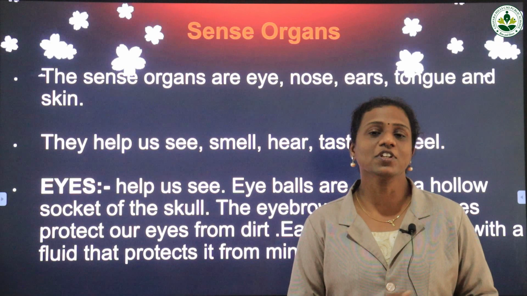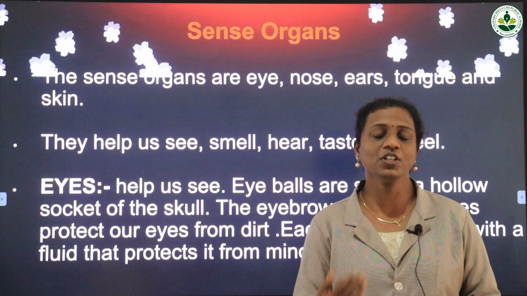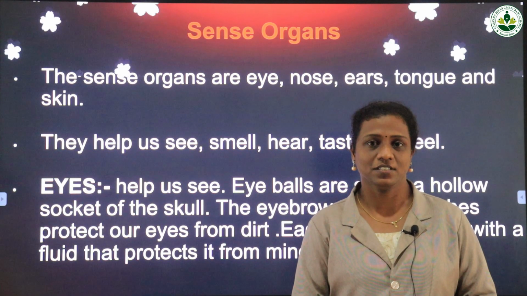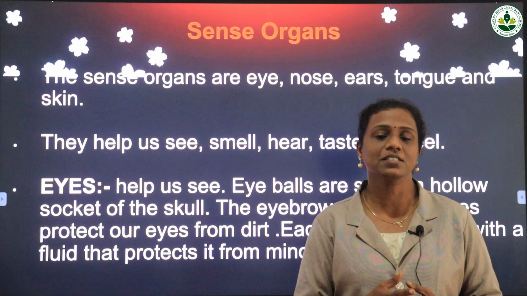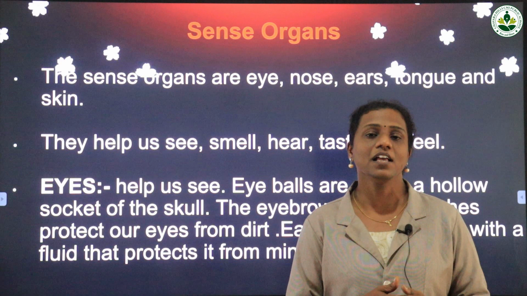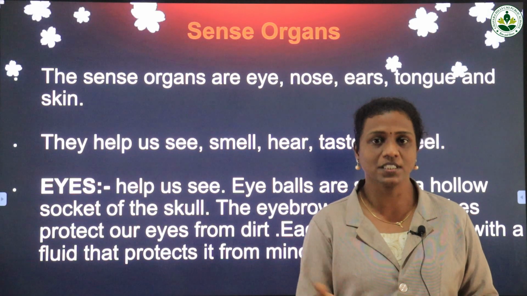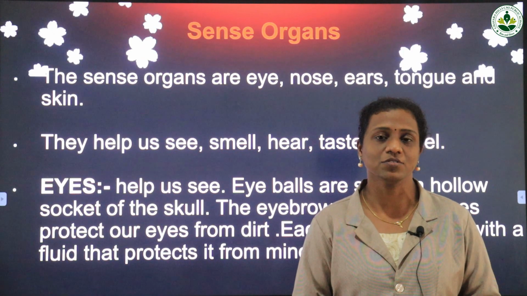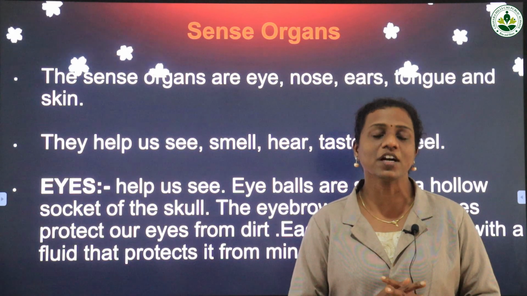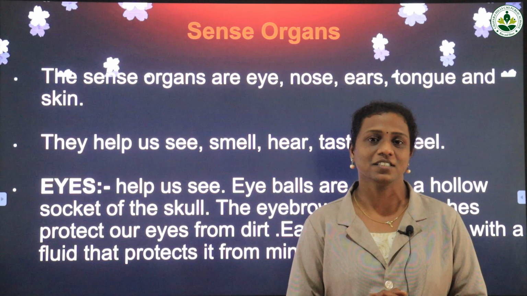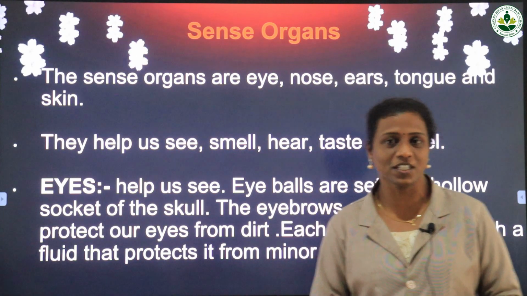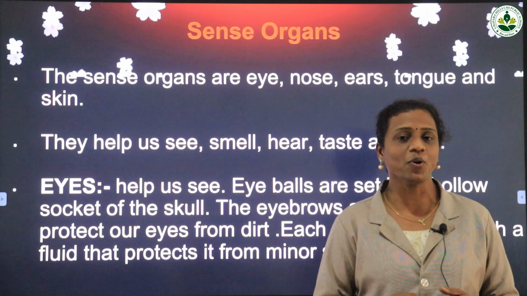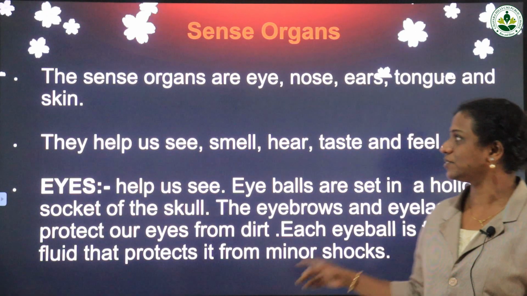We studied about the functions also. We already know the function of each sense organ. Ears to hear sounds, eyes to see many things, nose to detect smell, tongue to detect taste, and our skin to feel. So these are the functions of our sense organs. Today we are going to study more about our sense organs.